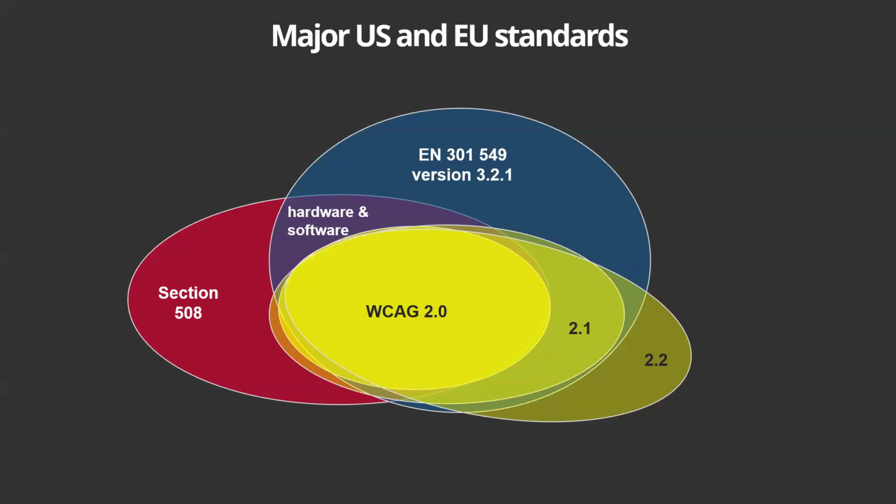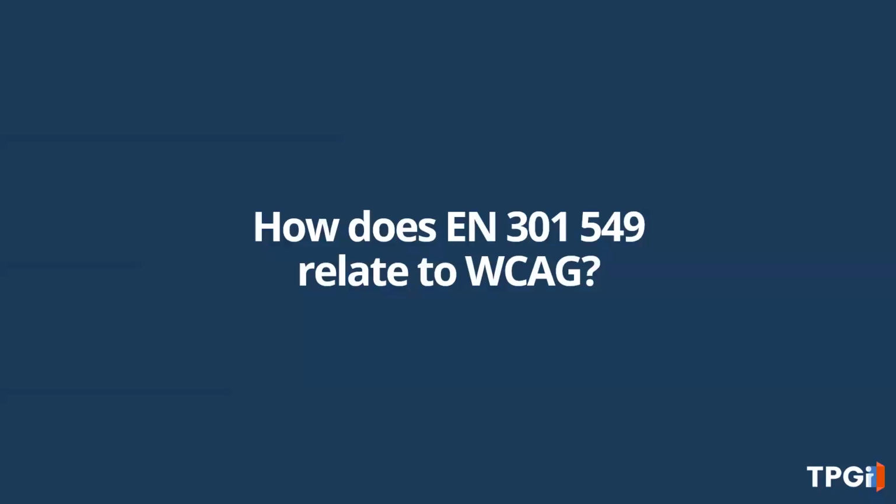Thanks, Richard. So we've established that EN 301549, WCAG, and Section 508 all play a role in accessibility standards, but how does WCAG fit into EN 301549 specifically? Well, rather than replacing WCAG, EN 301549 builds on it. So WCAG serves as a foundation for accessibility requirements related to websites and web applications, mobile apps, and web content, including electronic documents presented online.